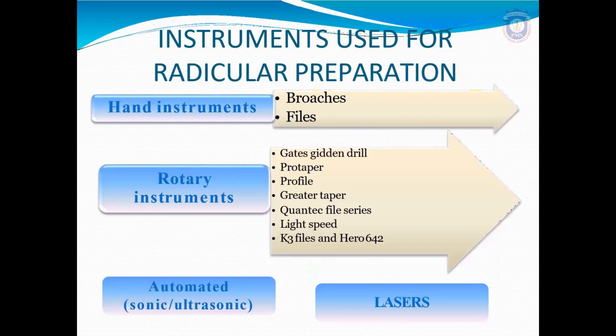Instruments used for radicular preparation include hand instruments, which include broaches and files, and rotary instruments, which include Gates Glidden drills, ProTaper files, ProFile files, GT rotary files, Quantec file series, LightSpeed instruments, K3 files, and Hero 642 shapers and files. Automated sonic and ultrasonic instruments are also used for radicular preparation. So are lasers.